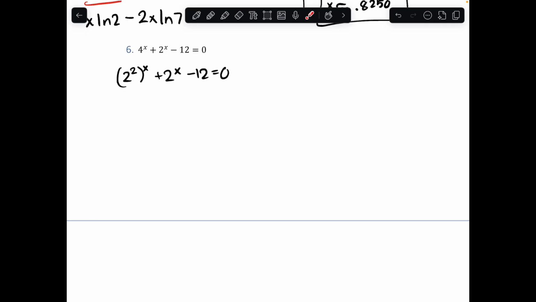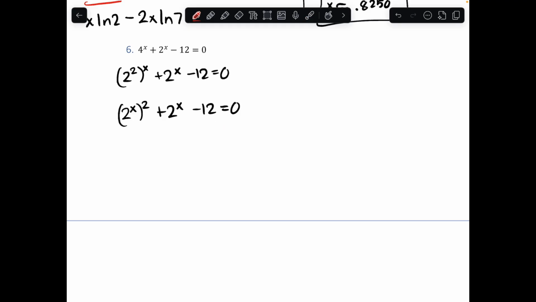Now the properties of exponents allow me to just switch the 2 and the x right here. And so I can write this as (2 to the x) quantity squared plus 2 to the x minus 12 is equal to 0. Now if we look a little closer, we see that we have something squared plus that same something, but now this is to the first power, and then minus a constant. This really is just a quadratic.